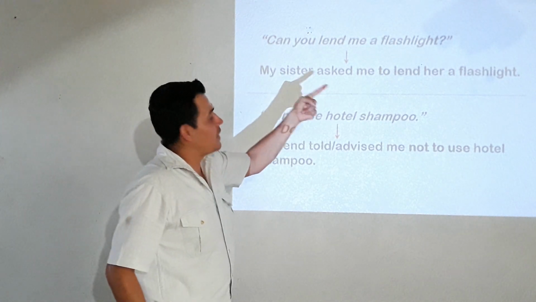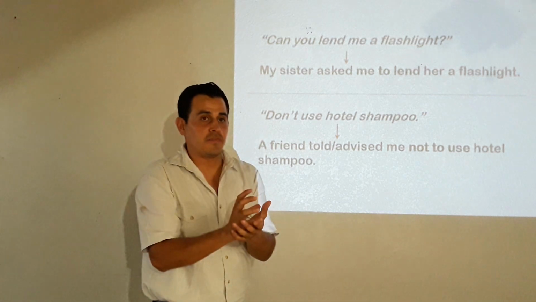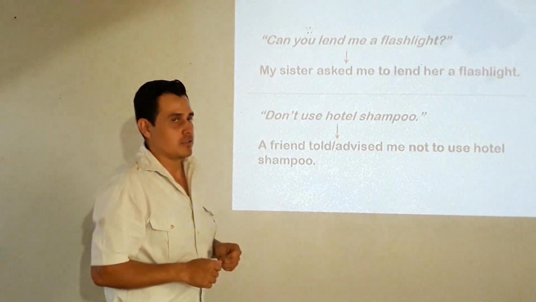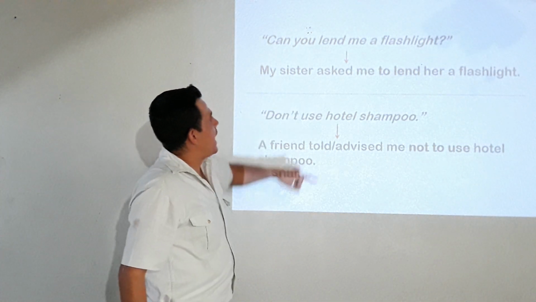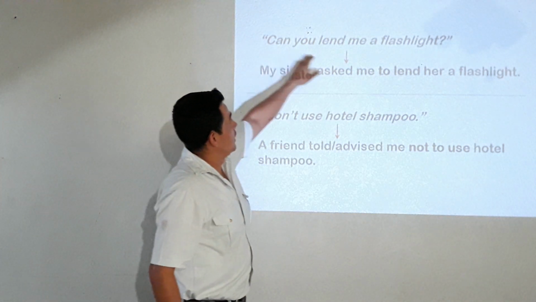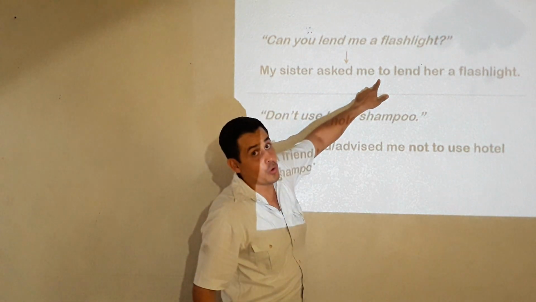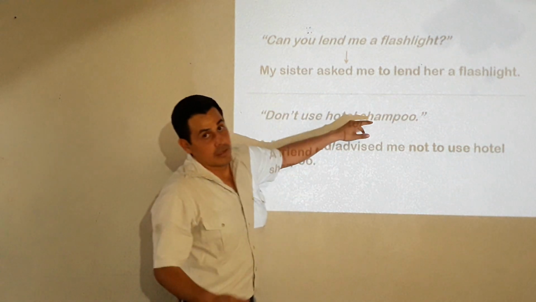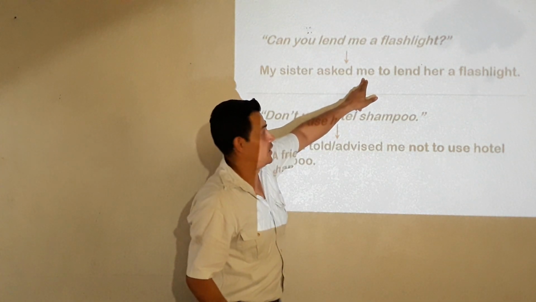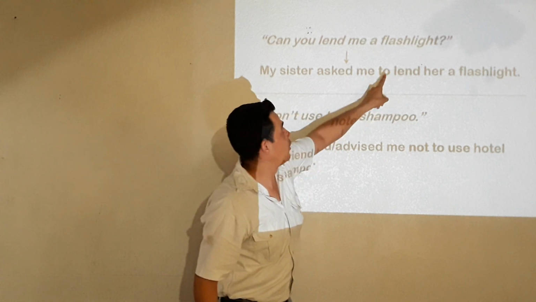Can you lend me a flashlight? And you have to use the infinitive. Not just the verb in infinitive form, but also using the particle to. My sister asked me to lend her a flashlight. Can you lend me a flashlight? And you report that and say, my sister asked me to lend. And the rule said that after the verb ask, you have the indirect object, and then the infinitive form, plus to.